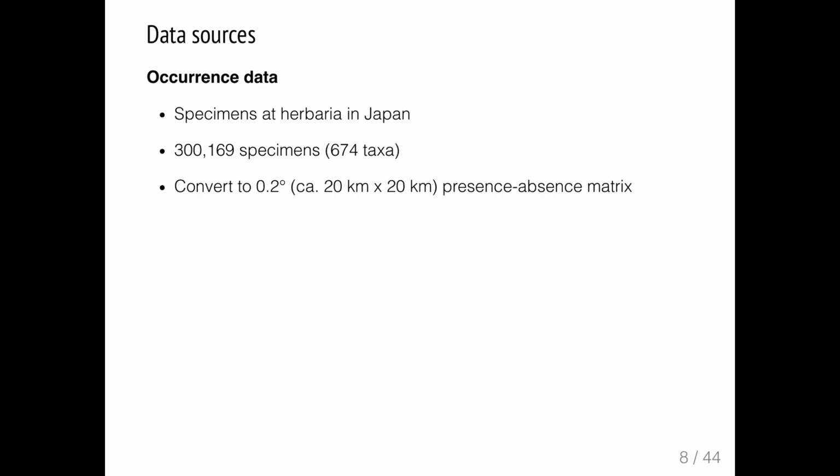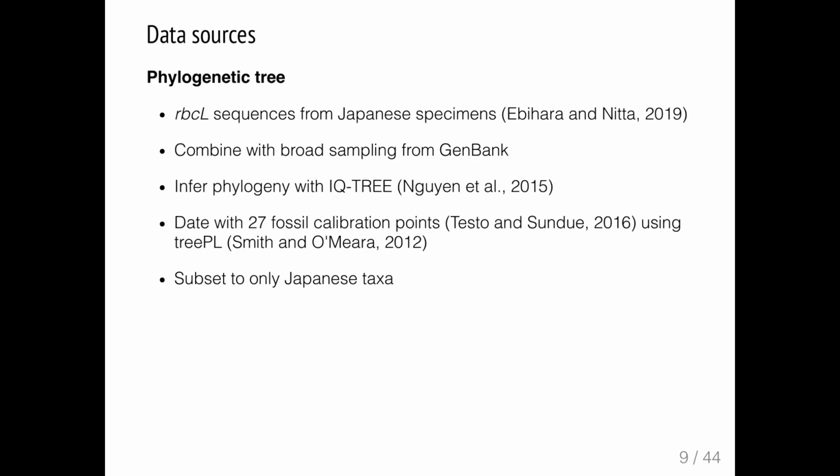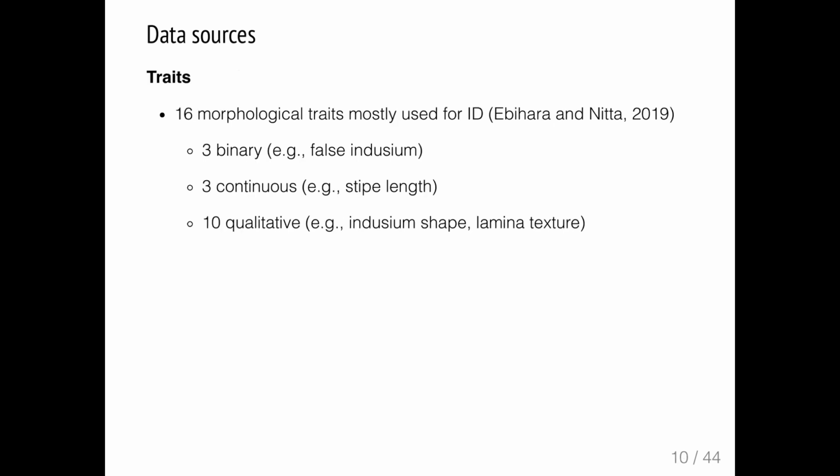Our occurrence data come from a list of specimens at herbaria in Japan, including about 300,000 specimens representing 764 taxa. We converted this list to a 0.2 degree presence-absence matrix to analyze diversity patterns. The molecular data include rbcL sequences representing 97% of the taxa. However, rbcL alone is insufficient to generate a completely resolved tree, so we combine these sequences with a much broader sampling from GenBank, use this for phylogenetic analysis and dating, and then finally trim the tree back to only the Japanese taxa. Our trait data include 16 morphological traits that were originally used for species identification.